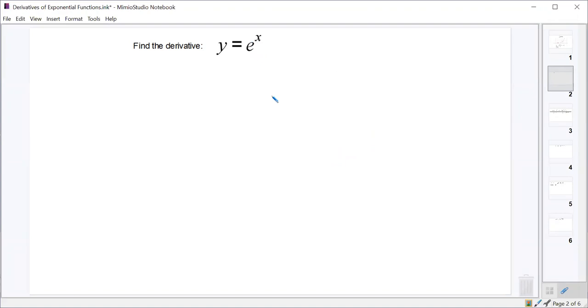Can you do natural log? Okay, so that's a good thought. And if we were to take the natural log of both sides, what would you get? You'd get natural log of y is equal to x.